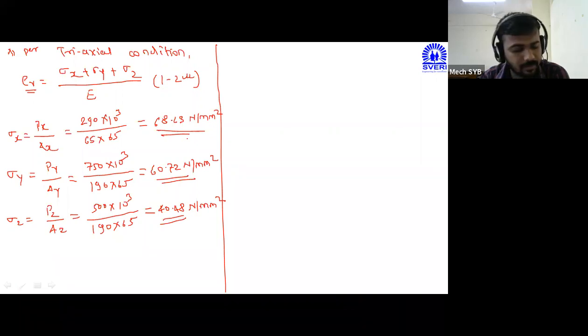Calculate the answers. Once we have calculated that, put those values in the epsilon v. Those who have calculated sigma x, sigma y and sigma z, please put all the values in the above equation as per the triaxial conditions. Those who have not calculated, please calculate your answers and send them in the chat box so I can verify all the answers.